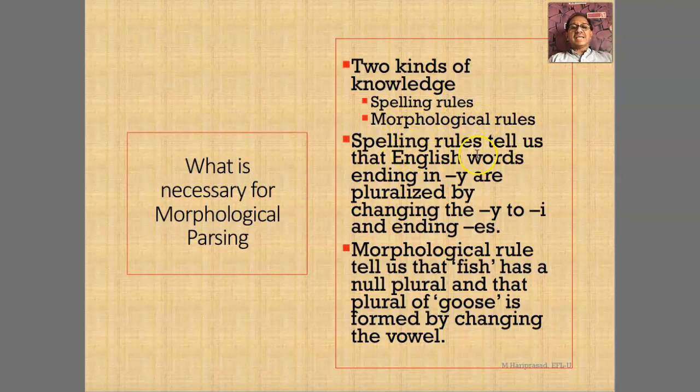Spelling rules tell us that English words ending in y are pluralized by changing the y to i and adding es, right? Morphological rules tell us that a word like fish has a null plural, and that the plural of goose is found by changing the vowel in the middle, that is, it becomes geese, etc. So we need two kinds of knowledge for developing a morphological parser.